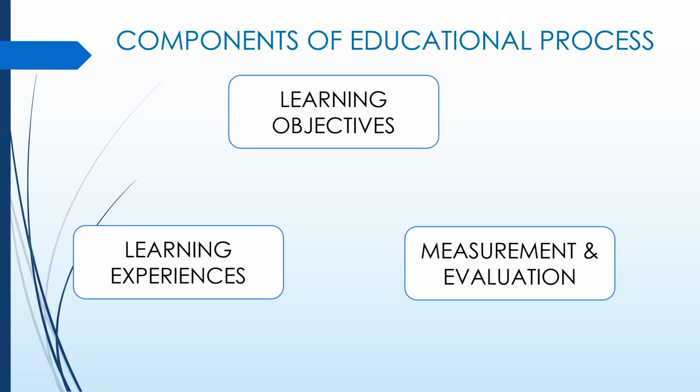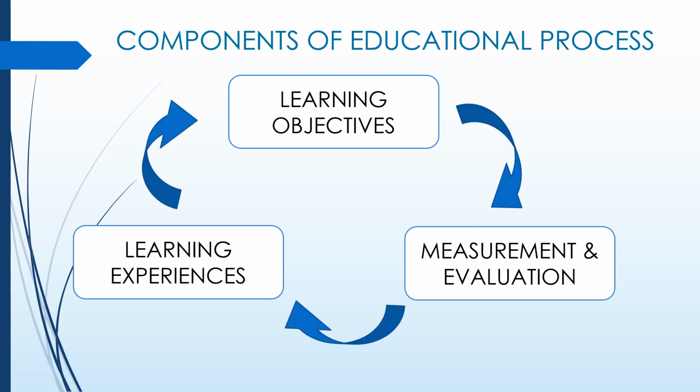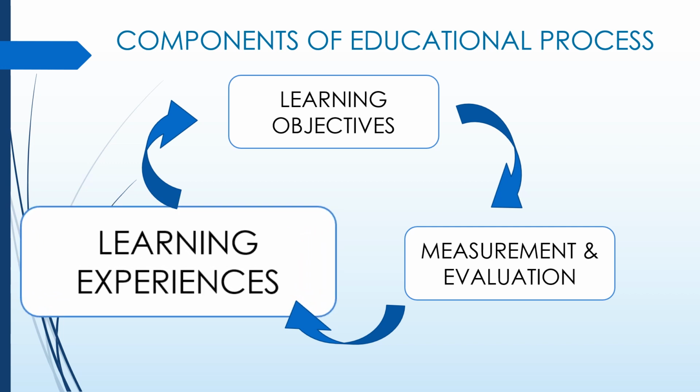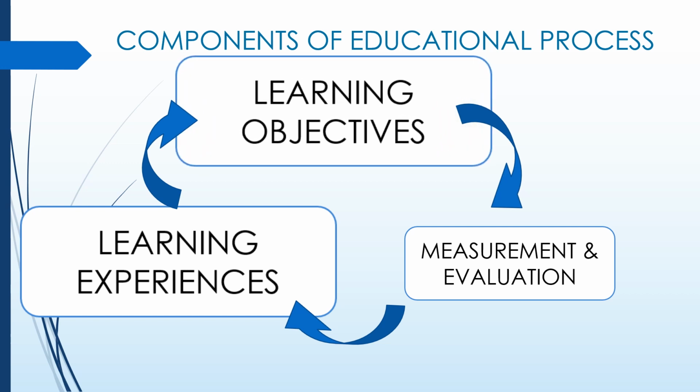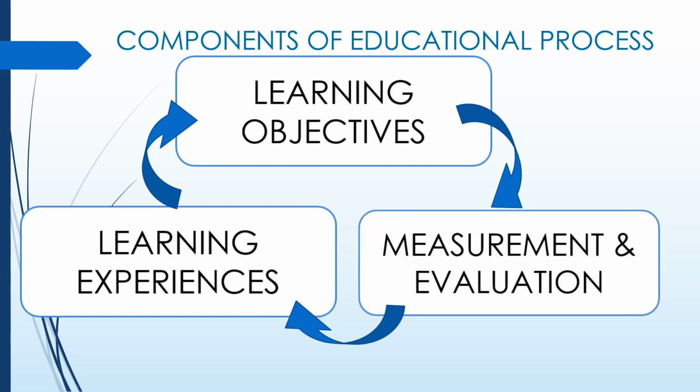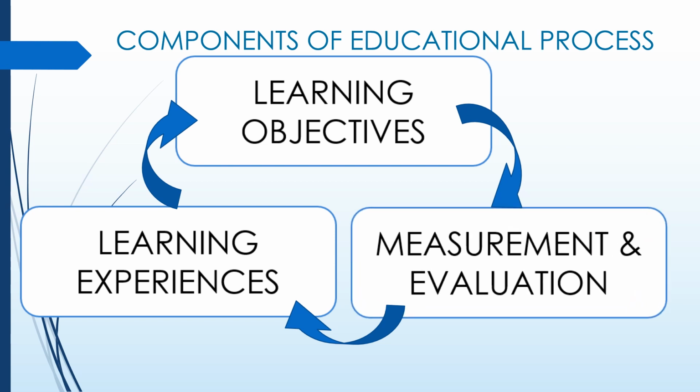These three components of the educational process are interrelated to one another. It means that the absence of one has a detrimental effect on achieving the desired outcomes. Learning experiences is the first component. Learning objectives is the second component. Measurement and evaluation is the third component. These components are dynamic in nature. It goes on and on until such time that appropriate and relevant standards are being set and attained.